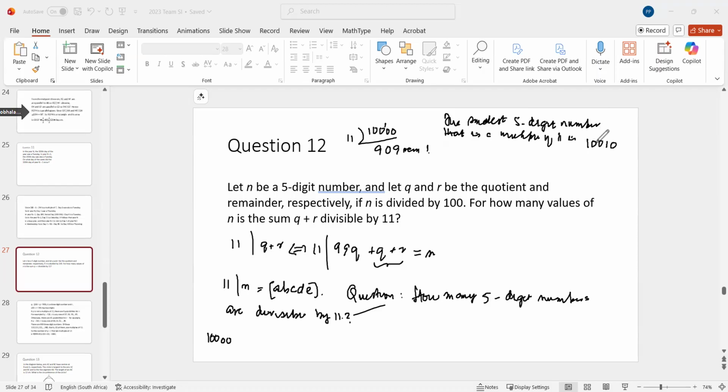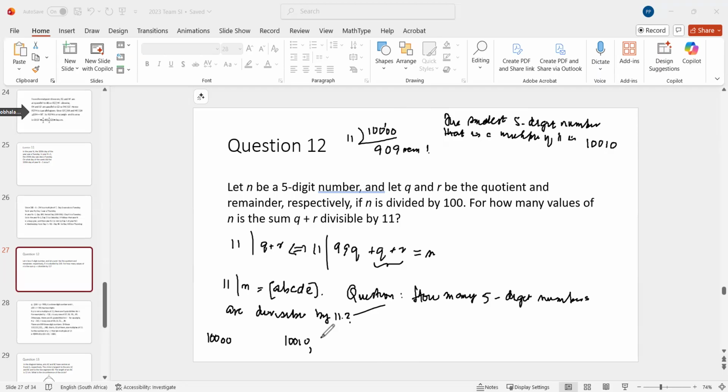You can check the divisibility by 11. 1 plus 0 is 1, and 0 plus 1 is 1. So this is a multiple of 11, and it's the closest multiple to 10,000. So the multiples of 11, the first one is 10,010. Now I'd like to know what the last one is.